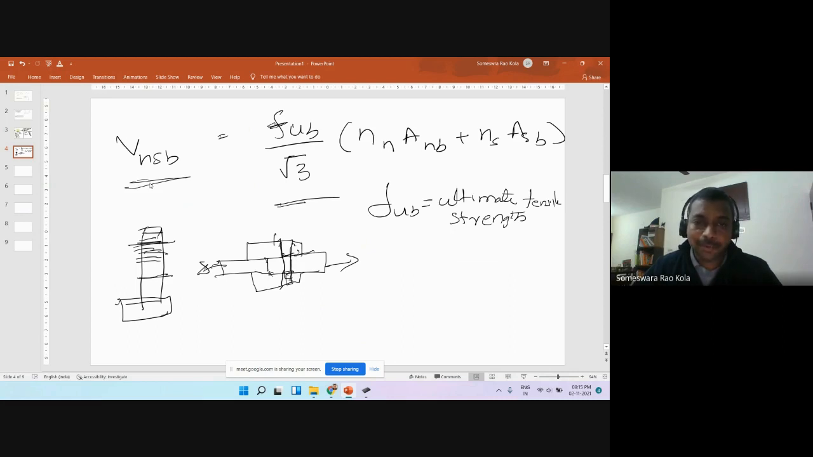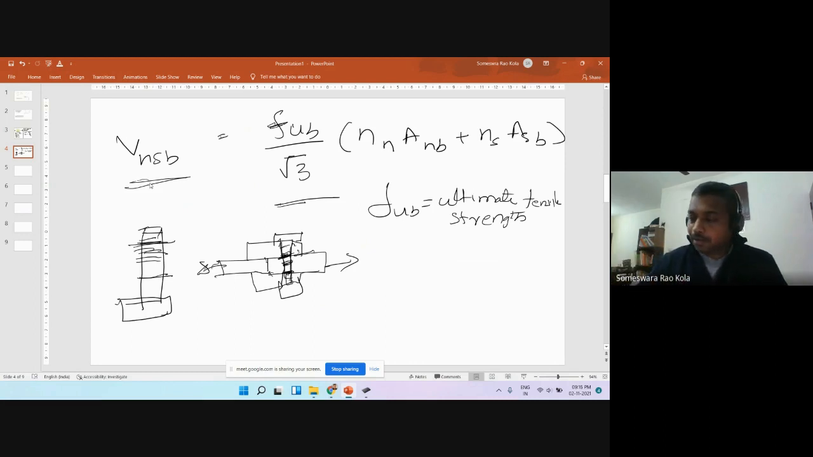Now, let's say this bolt has threading throughout. Both the planes will be passing through the threads, isn't it? If you have threading only up to half, up to this, there will be one shear plane passing through threads, and the other shear plane will not be passing through the threads. So depending on the scenario, we should be able to choose the number of shear planes passing through threads and not passing through threads.